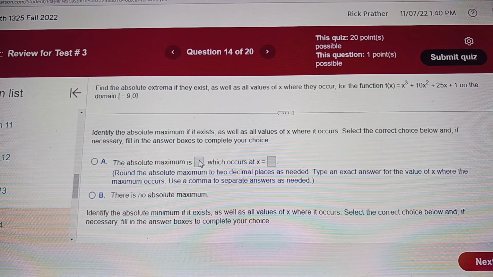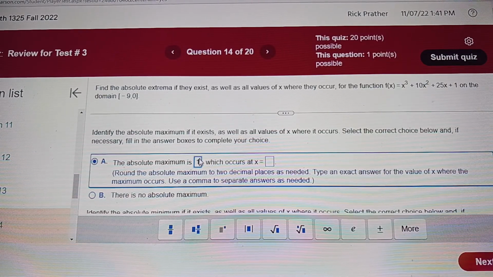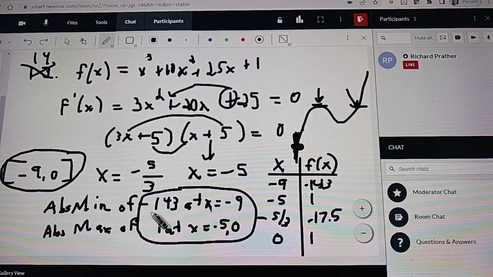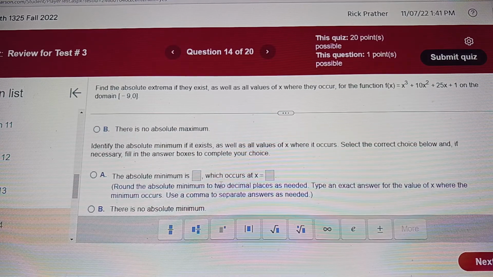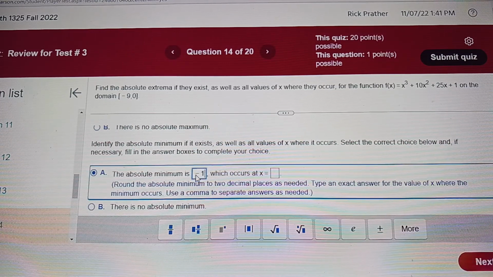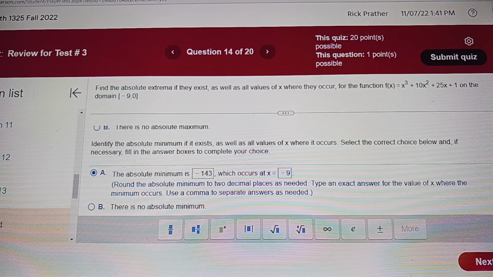There's an absolute maximum of +1, and it occurs both at -5 and 0. 1 happened at -5 and 0. -143 happened at -9. And never in the interval from -9 to 0 is the graph lower than -143, is what that's saying.